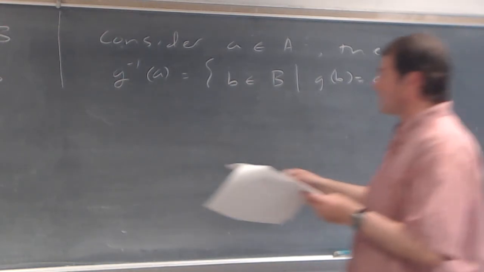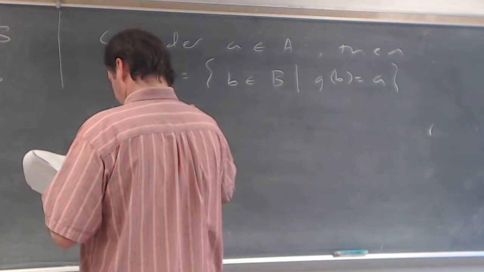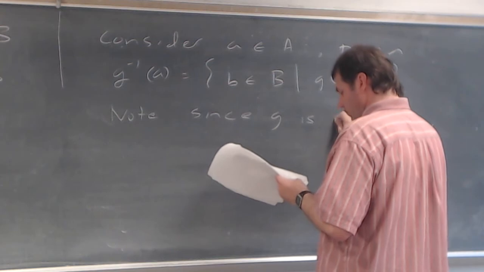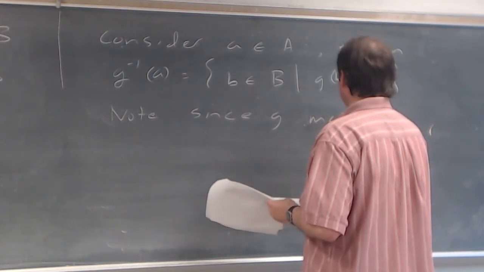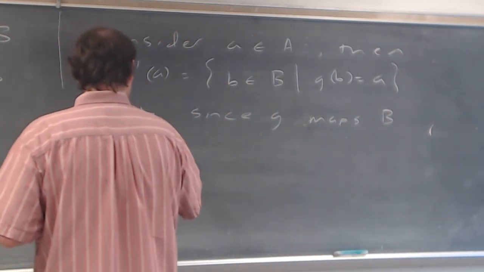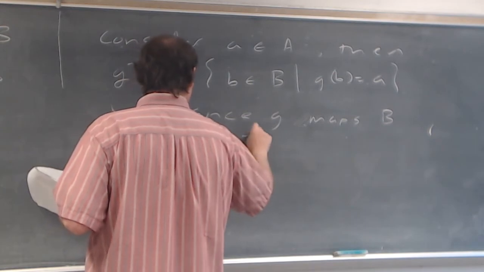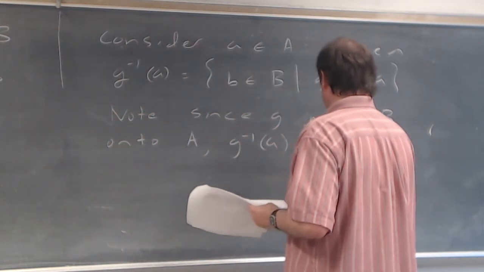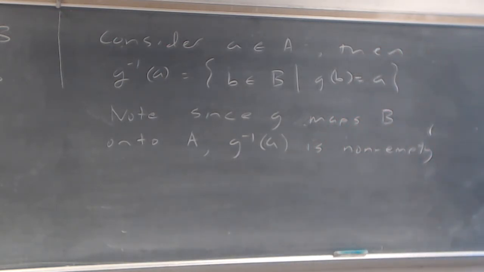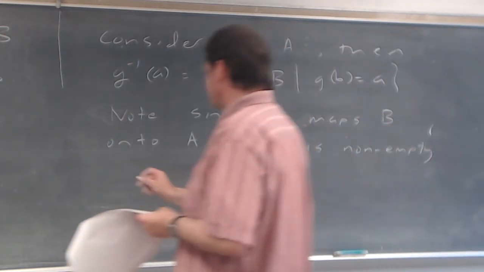Okay, so here's what we first observe. We know since G maps B onto A that G inverse of A is non-empty. Okay? So there was something that G grabbed and sent to A because G is onto.